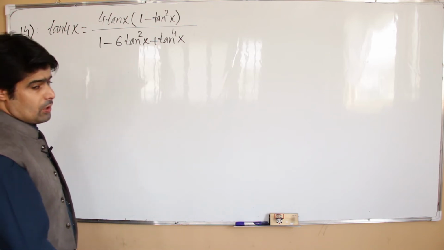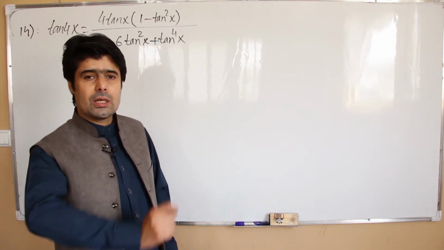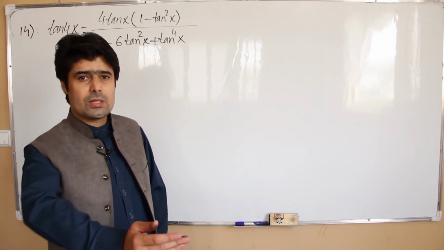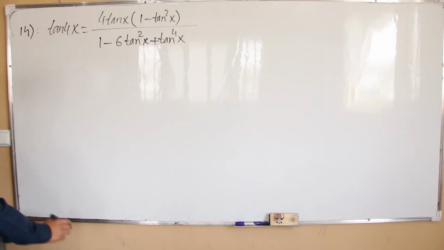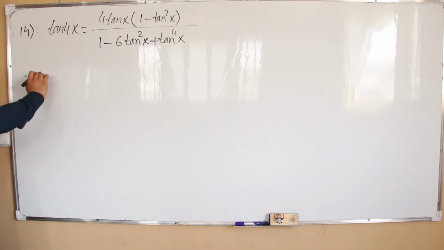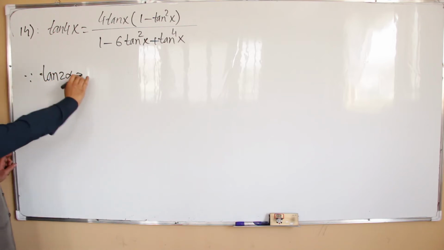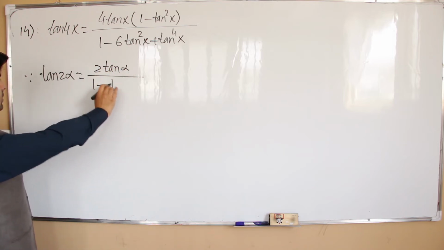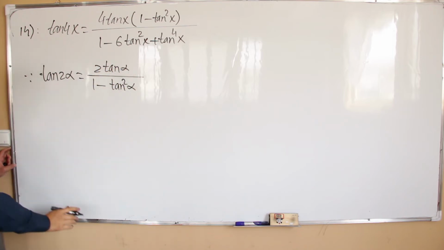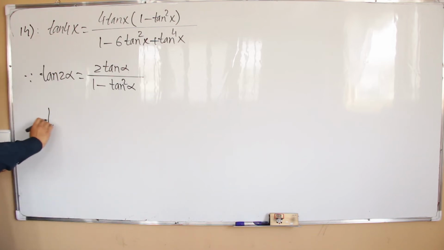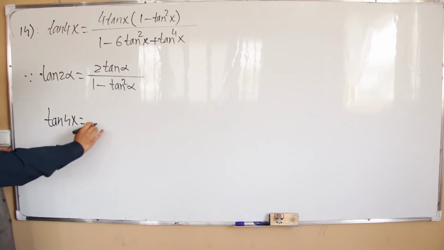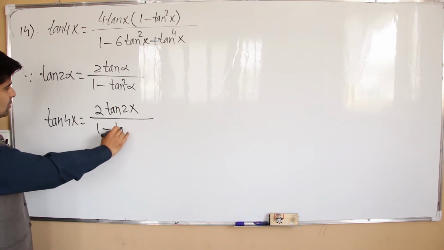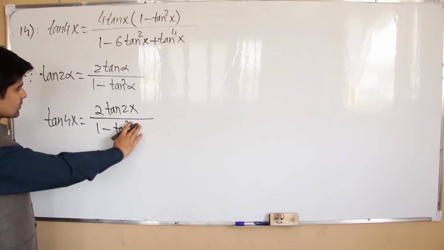We don't have any formula in order to change 4x straightly to 1x, but we have the formula that we can change 4x to 2x and 2x to 1x. Am I right or not? Yes, according to the double angle formula. So by using this formula, tangent of 2 alpha is 2 tangent of its half over 1 minus tangent square of its half. So instead of tangent 4x, can I write 2 tangent of 2x by 1 minus tangent square of the 2x or not? Yes, we can do.